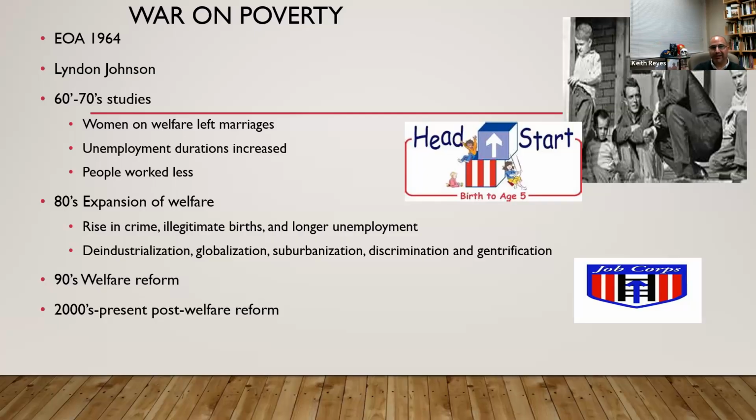During the 60s and 70s, a lot of studies found that because there was a social safety net in place, women left their marriages at higher rates. Unemployment durations increased, so people stayed unemployed for longer periods of time, and people worked less. And that, of course, on the surface, could be used as an argument to cut welfare, right? People on the right would say, what you're doing is you're discouraging women from staying in marriages. You're discouraging people from going to look for work. You're discouraging people from wanting to be employed if you provide them resources to protect them from poverty.